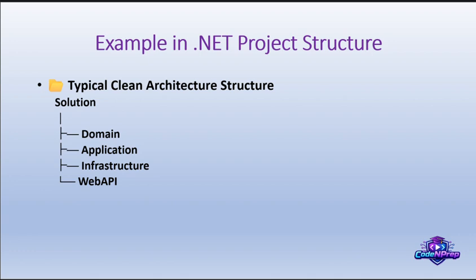So now let's see an example in a .NET project structure. In .NET, we usually structure clean architecture like this. We have domain, which contains entities, and then we have application, which contains use cases. In infrastructure, we have the database implementation, and the last part is the web API, which contains controllers. A point to notice here is that infrastructure implements interfaces defined in application.